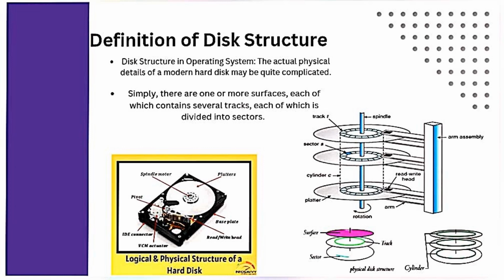The actual physical detail of a modern hard disk may be quite complicated. Simply, there are one or more surfaces. Each one contains several tracks, which are divided into sectors. Here we can see two diagrams to easily understand the disk structure.